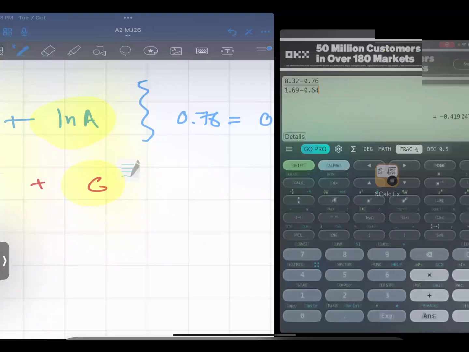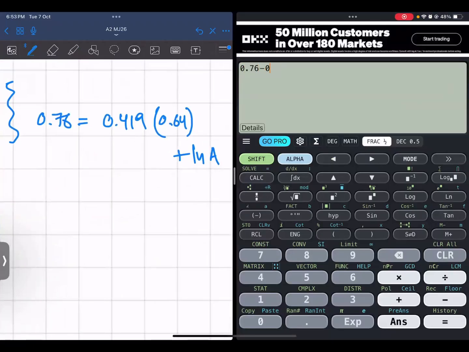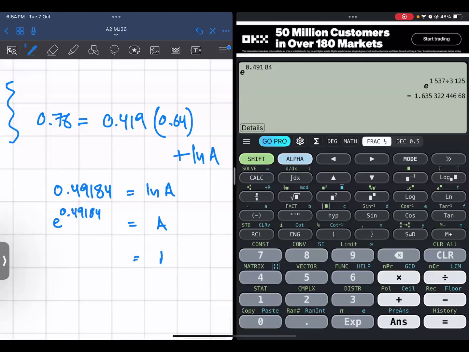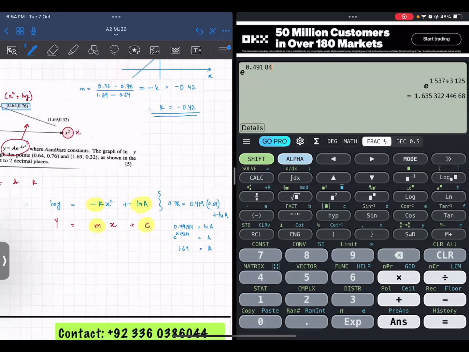Value of a. So 0.76 minus 0.419 times 0.64. So ln a is 0.49184, which is equal to ln a. And to find the value of a, you would change it into exponential form. So a is equal to e power 0.49184, or taking e on both sides. So e power 0.49184, capital A comes out as 1.64, correct to two decimal places. So this is your answer.